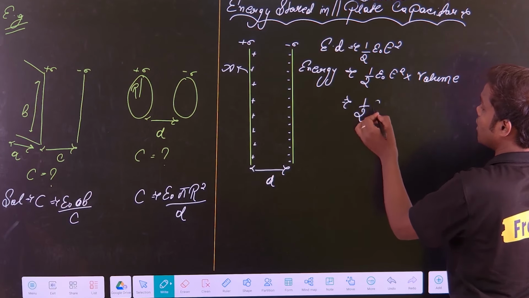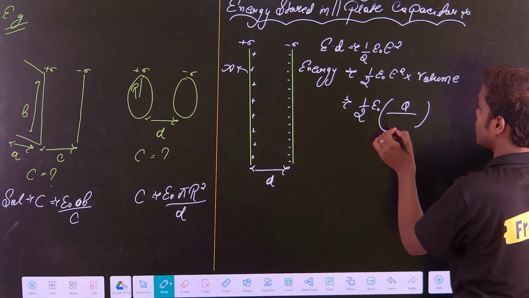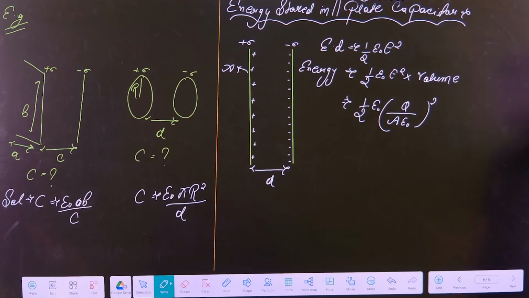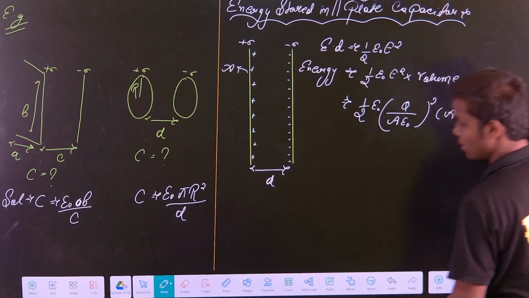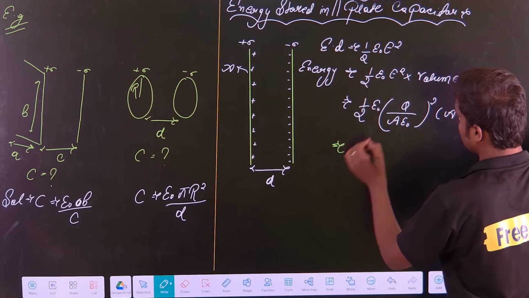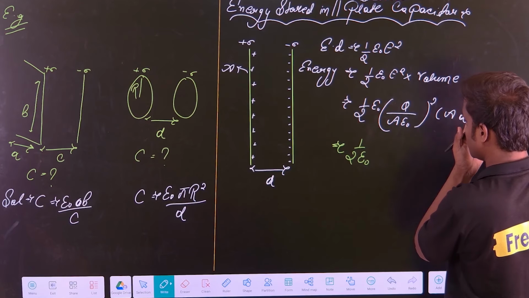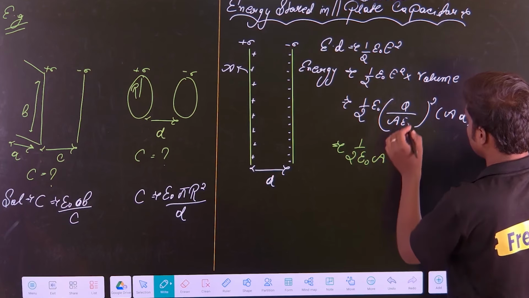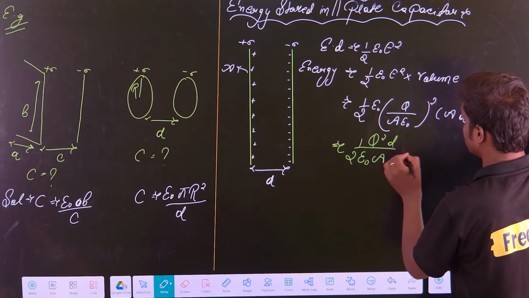Half epsilon naught, what is the electric field? Electric field we have calculated, that is Q by A epsilon naught, square, correct? That is the value we know. What is volume? Volume will be A into d. So if you cancel out everything, we have half epsilon naught, and A will cancel out here, and in the numerator we will have Q square, and one more thing is d.